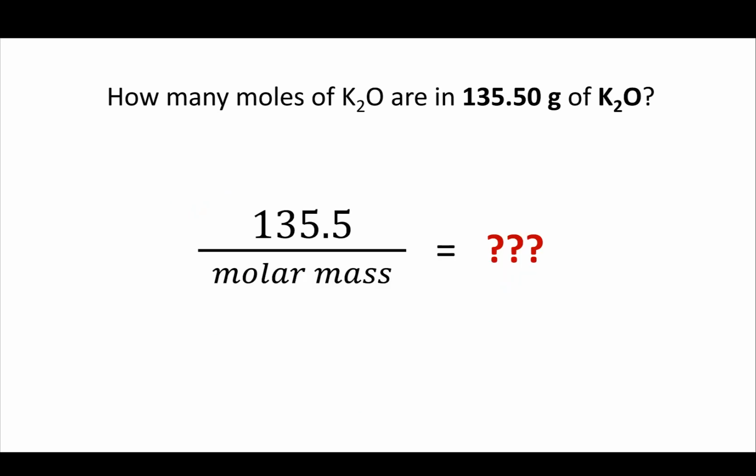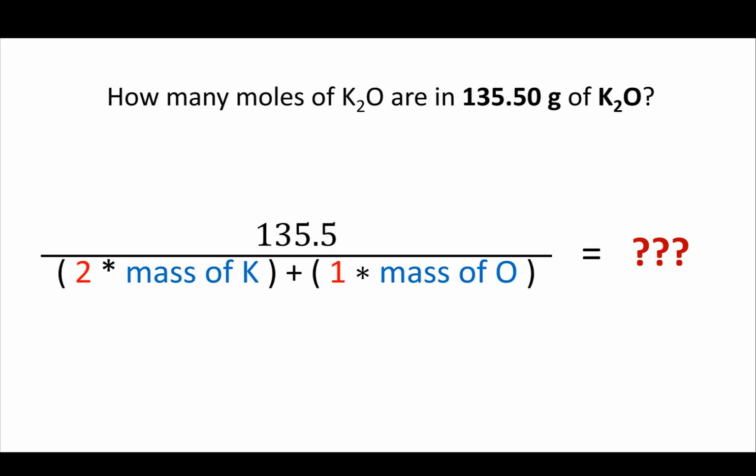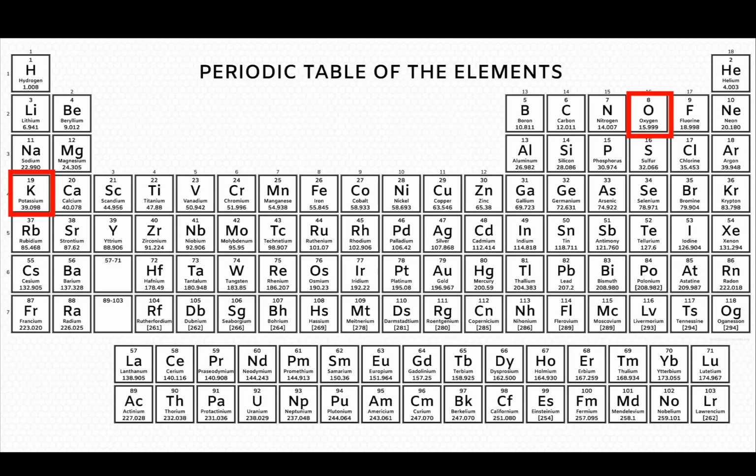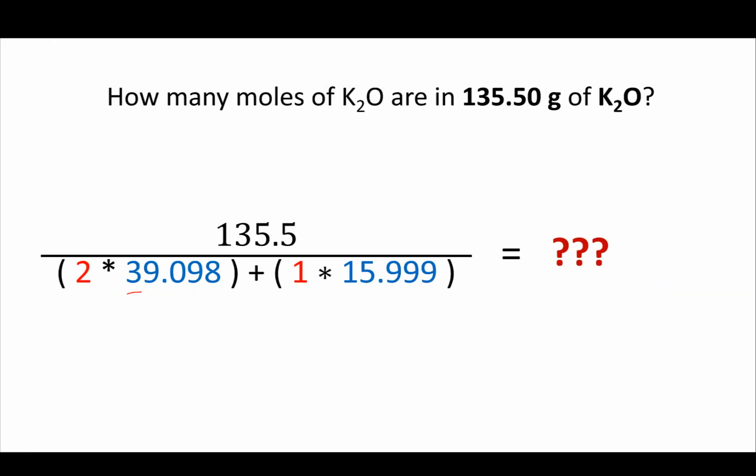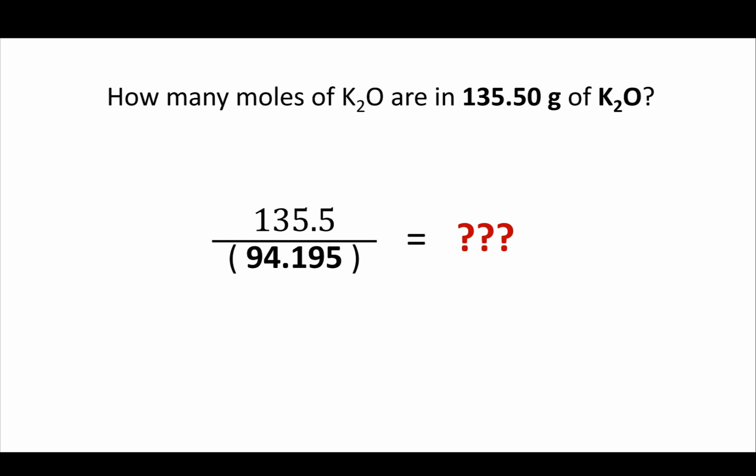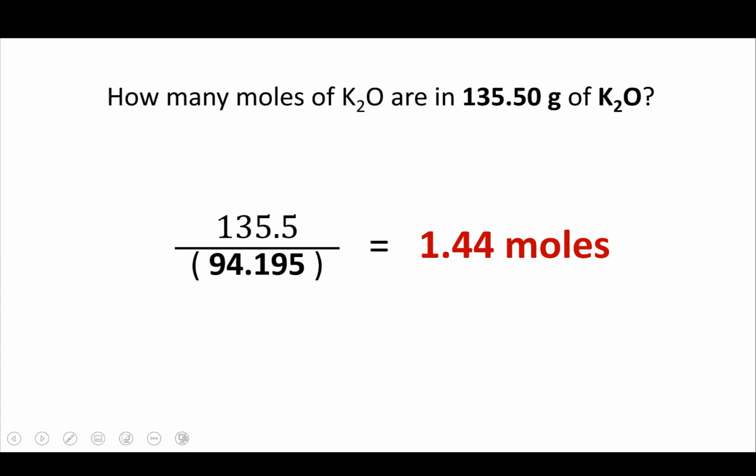Now, in this case, they didn't actually tell us the molar mass. This is K2O, so we can't just look it up. We have to calculate it. This has 2 Ks and 1 O. So what we're going to do is take 2 times the mass of K and 1 times the mass of O. Look it up on the periodic table. Potassium is right here, 39.098. Oxygen is right here, 15.999. So we have 2 times potassium's mass plus 1 times oxygen's mass. Get that number, 94.195. So then you put this into a calculator and you get your answer. 1.44 moles.